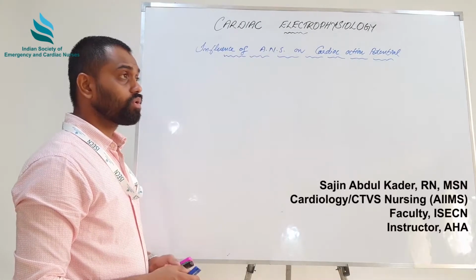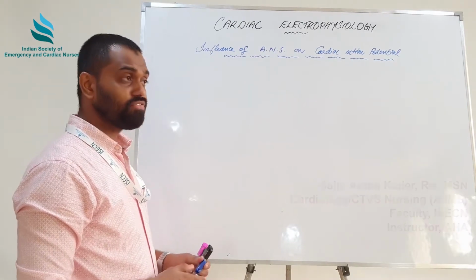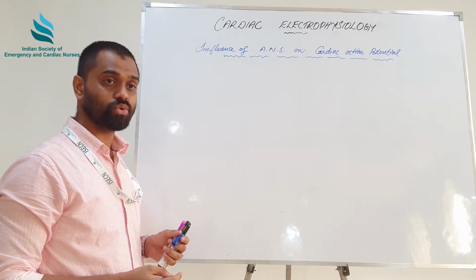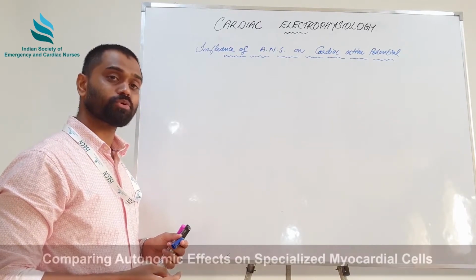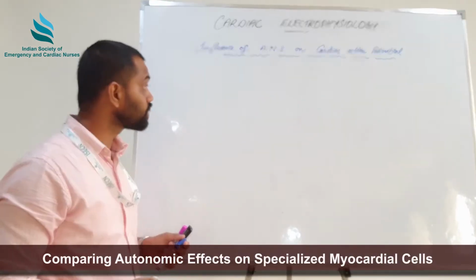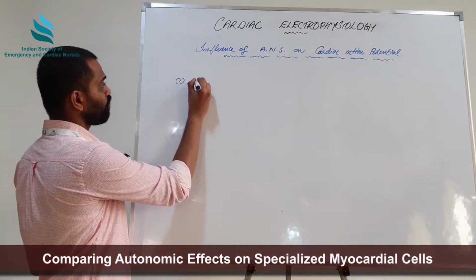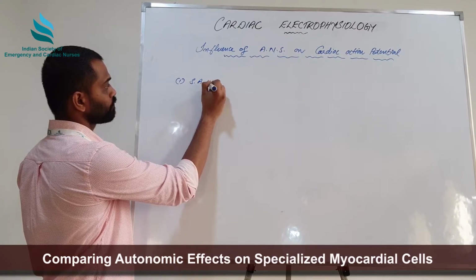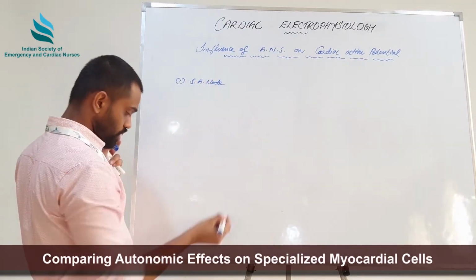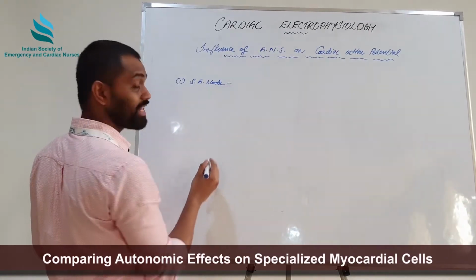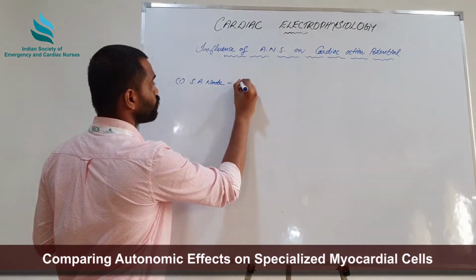So just now we have seen the influence of the autonomic nervous system, both sympathetic and parasympathetic pathways, on the action potential of specialized myocardial cells. There we have taken the example of the SA nodal cell. The specialized function of the SA nodal cell was automaticity.